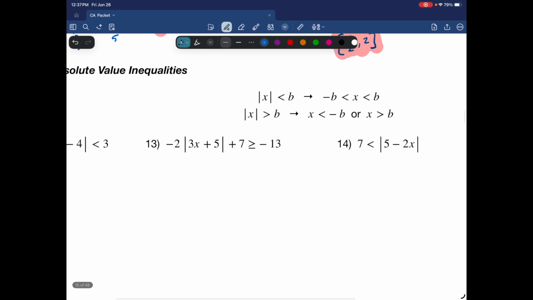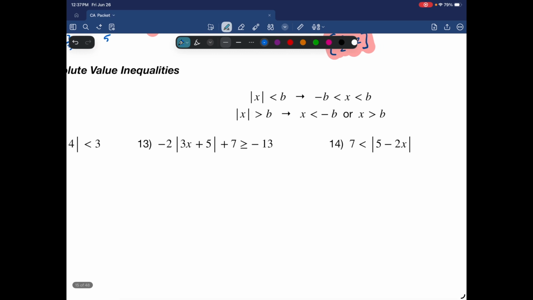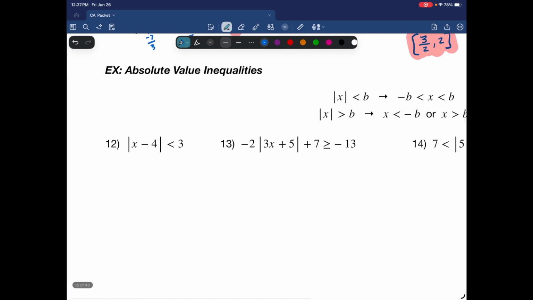Now, absolute value inequalities. If it's the absolute value less than a number, it's going to be one of those compound inequalities we just looked at. If its absolute value is greater than a number, then it is an or statement, which is what we started with in this lesson.